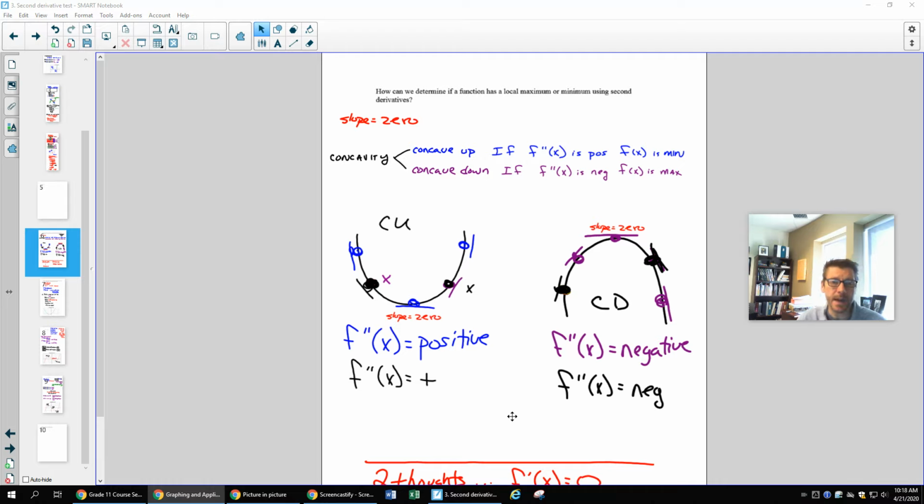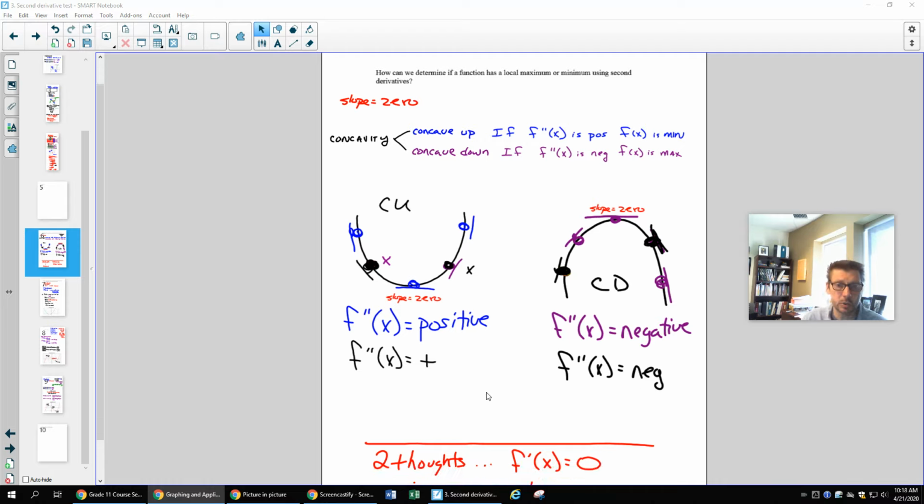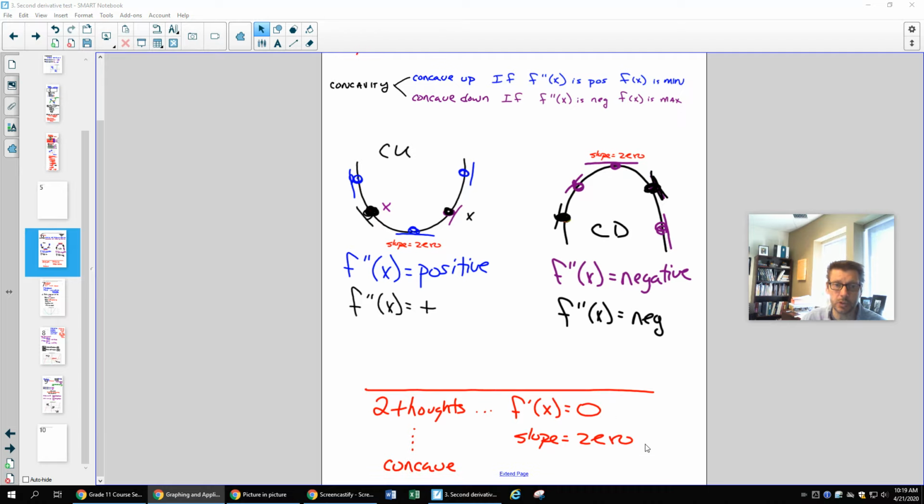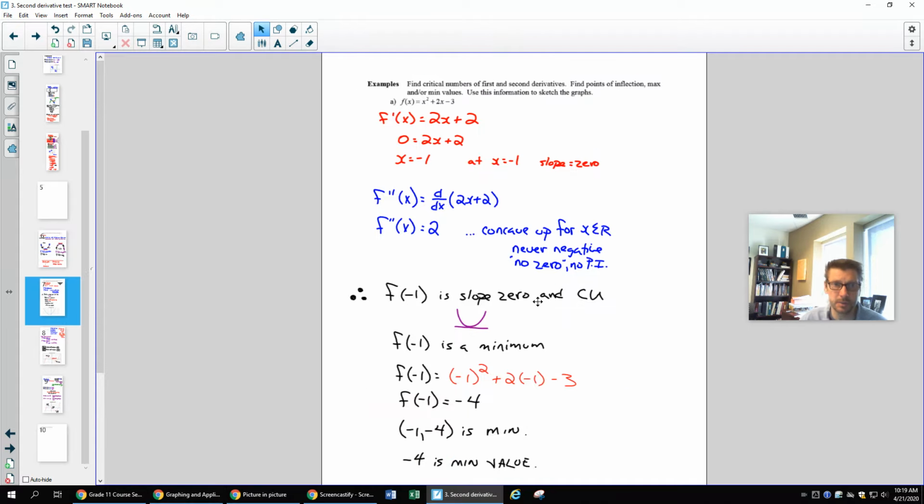So how do you know if you have maximums and minimums? It's two thoughts. Where is your slope zero? That has to happen first. You need to know where your slope is zero. Once you have that x value, you figure out what kind of concavity you have. All right, so let's just again kind of walk through a couple of examples showing us that information.